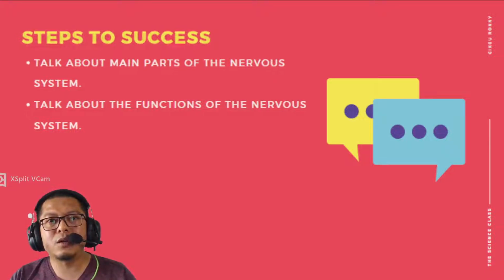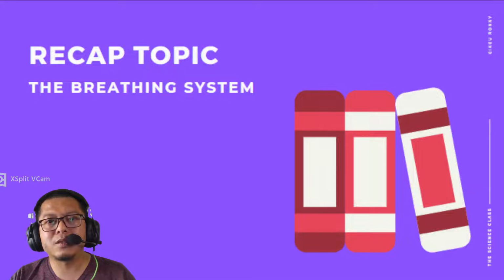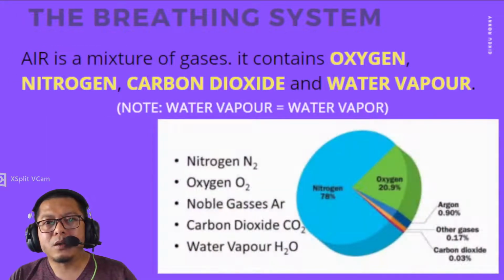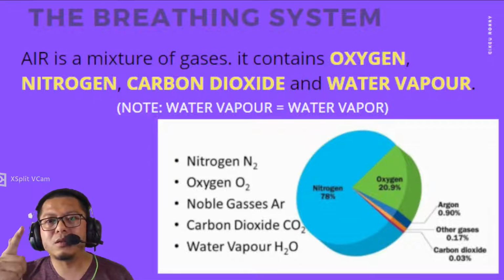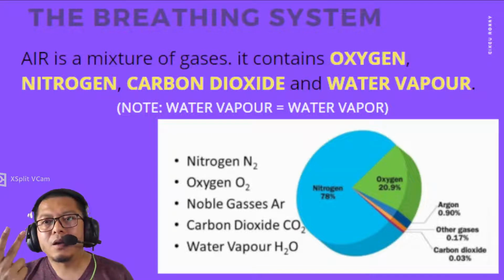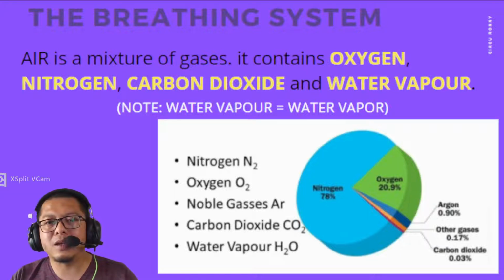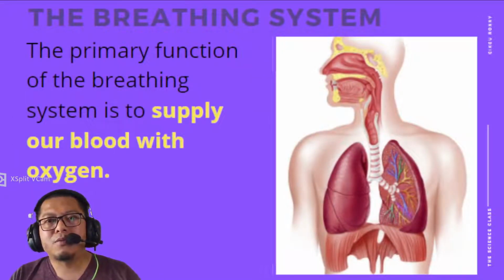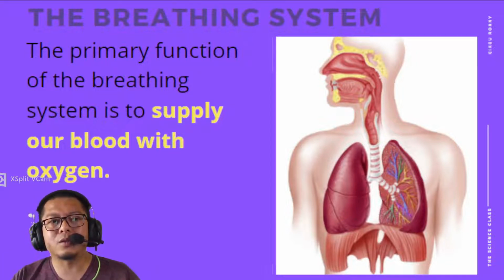But before that, we shall recap the previous lesson about the breathing system. We start with air. Air is a mixture of gases. It contains oxygen, nitrogen, carbon dioxide, and water vapor. So we learned about four types of gases in the air. One more time: oxygen, nitrogen, carbon dioxide, and water vapor. And the primary function of the breathing system is to supply our blood with oxygen. So the only function is to supply our blood with oxygen.